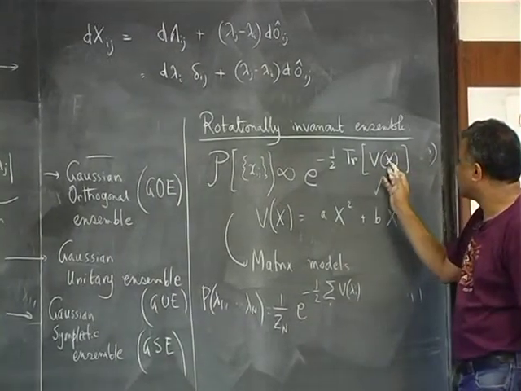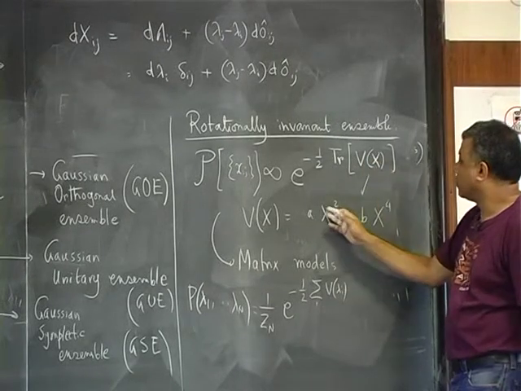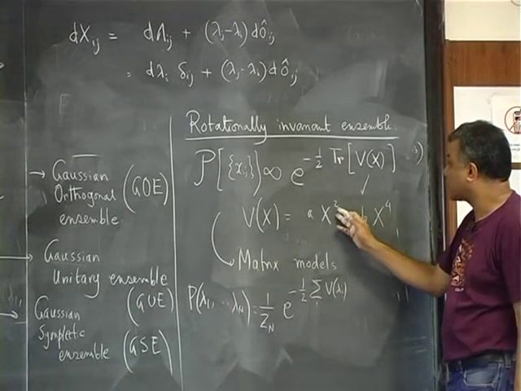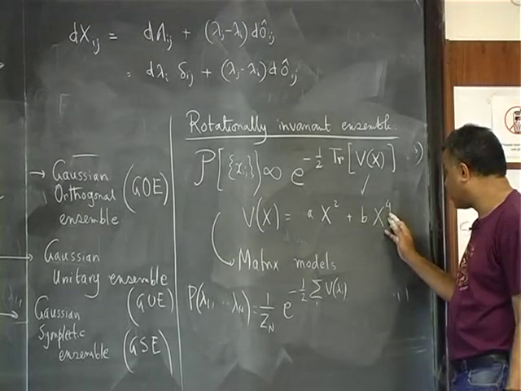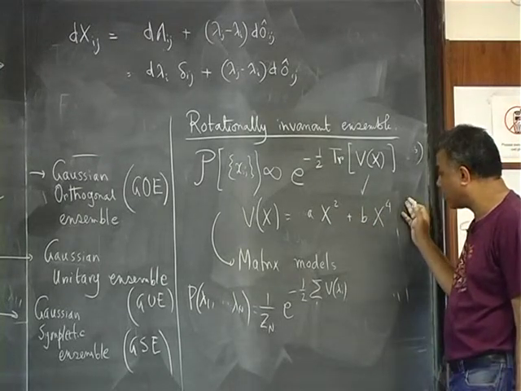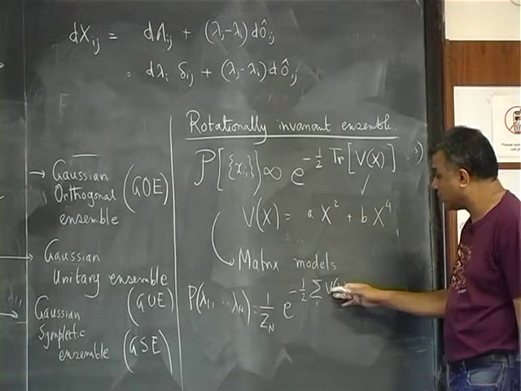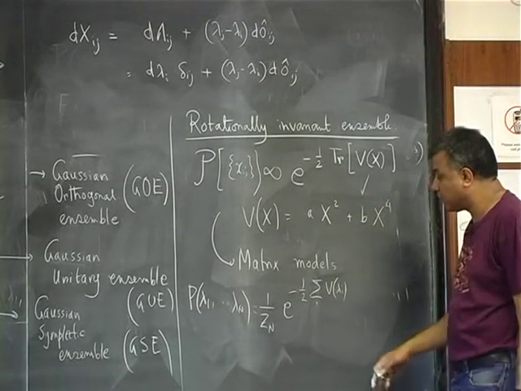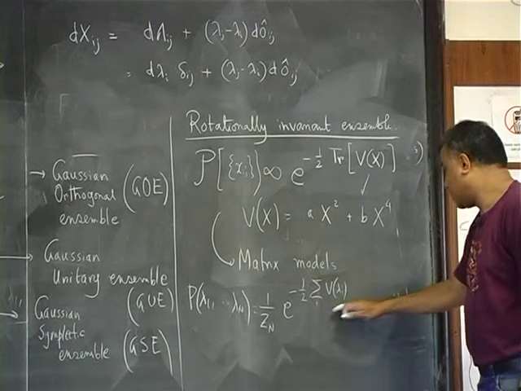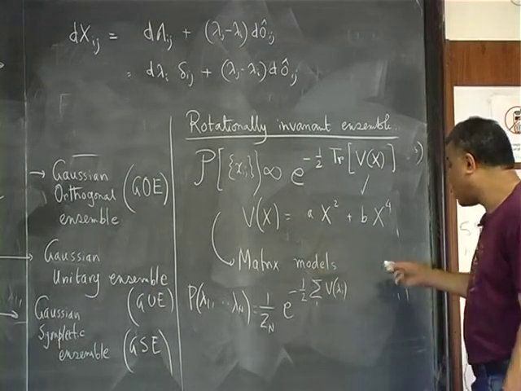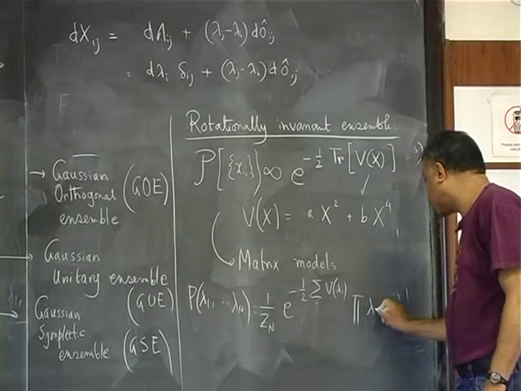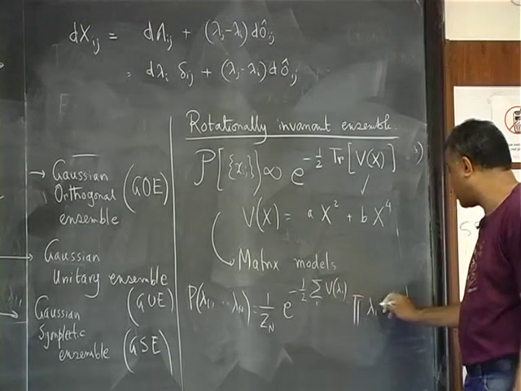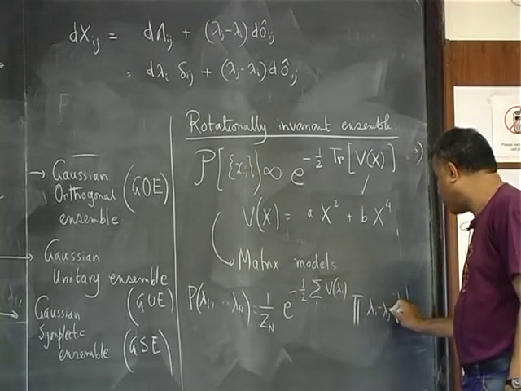We can check that because when you write this down, the trace of x squared is just the summation of lambda_i squared, and the trace of x to the fourth will be the summation of lambda_i to the power four. So basically this polynomial gets replaced by a function v of lambda_i. This is this part, and the Jacobian part remains exactly the same as in the Gaussian case, because the Jacobian does not depend on this. The Jacobian just comes from the volume element.